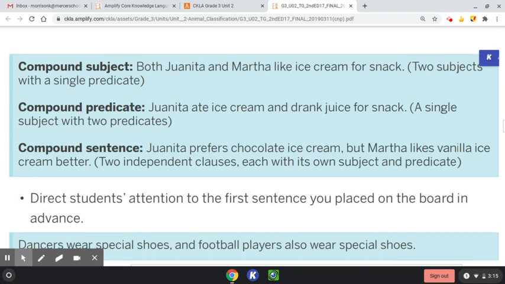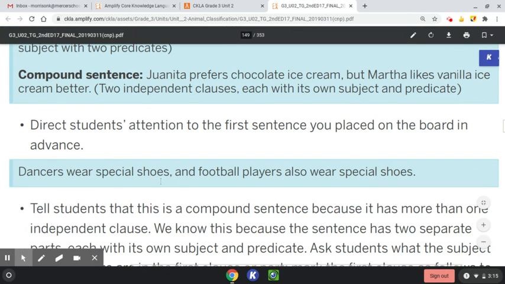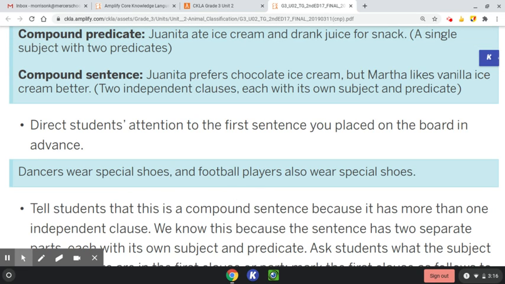Okay, now look at this blue sentence that says, dancers wear special shoes and football players also wear special shoes. Look at that sentence and take a minute or two. You might have to pause me to decide if it is a compound sentence or not. So go ahead and pause me and decide.